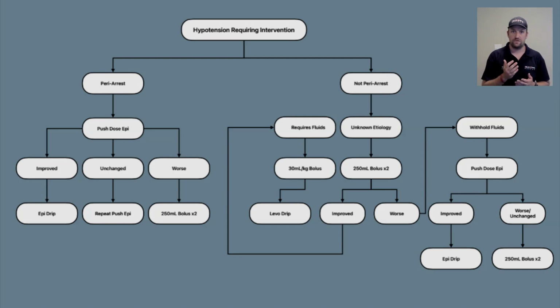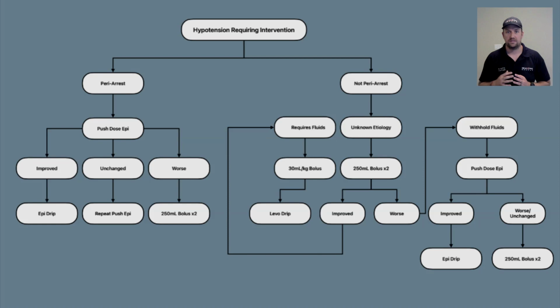If they improve, that will lead you towards an epinephrine drip. If they're unchanged, repeat the push dose, increasing the dose. And if they get worse, I want you to do a 250 ml bolus up to 2 times under a pressure bag to get it in quickly. Okay, back to the top.